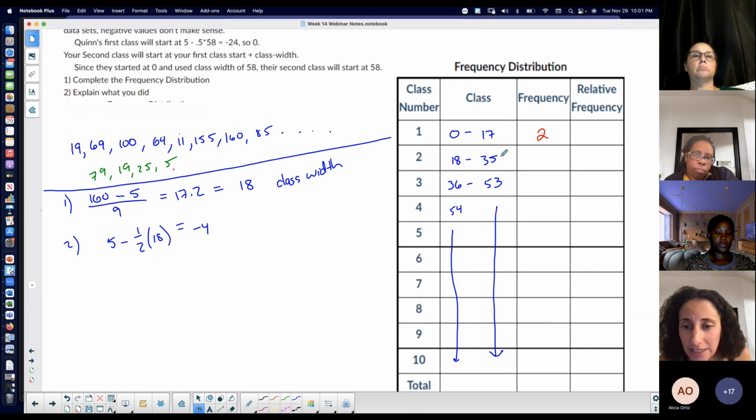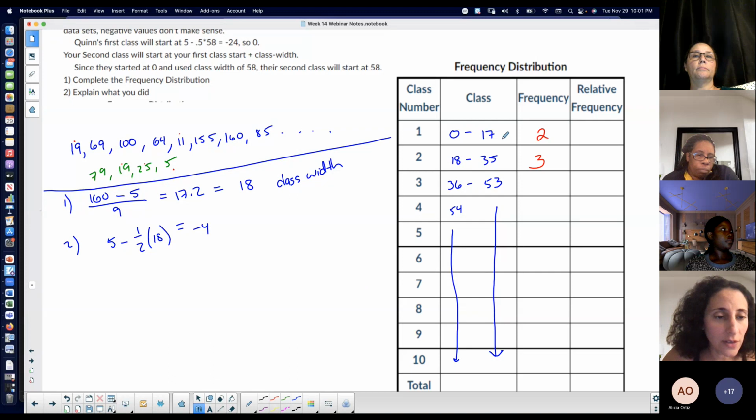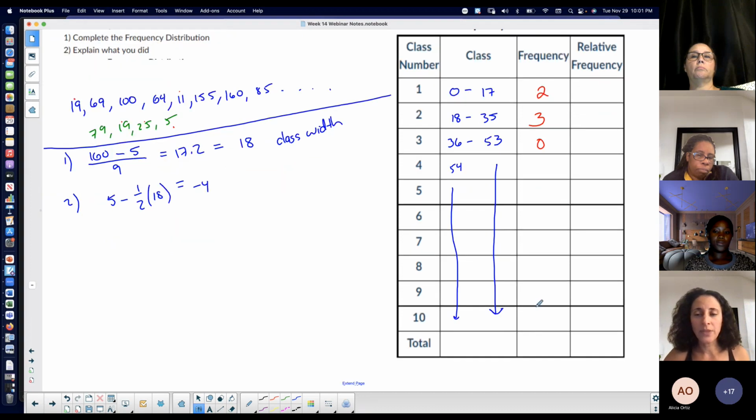How many are in 18 to 35? So let's see. 1, 2, 3. 3. How many are within 36 to 53? None. Looks like none. 0. Continue with the rest of the classes.